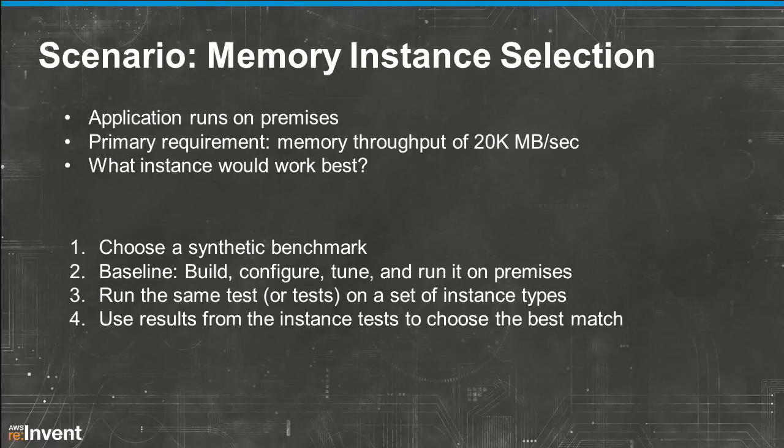Transitioning from looking at CPU to memory, using a similar approach, except in this particular case, the scenario I'm going to use is I need to find an instance that gives me at least 20,000 megabytes per second. I know that's a critical throughput for my application, and so I'm going to run these tests using several different types of measurement, and I'm looking for an absolute value of at least 20,000 megabytes per second.